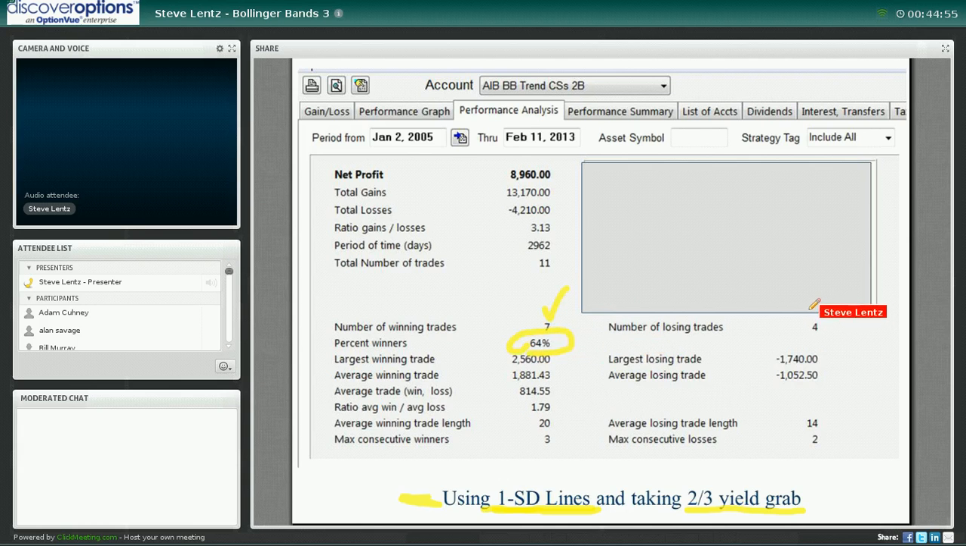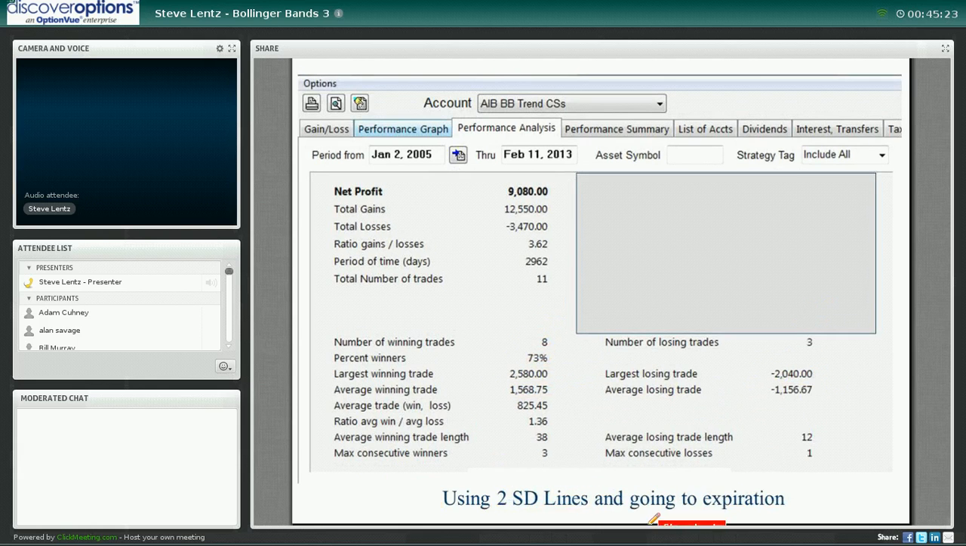64% were winners, 7 winners and 4 losers. The other notable thing here, the average winning trade was 1881. The average loser was 1052. Pretty good. When you have that kind of a ratio and something over 50%, you have a good tradable edge there. And let's take a look at the 2 standard deviation. Let me show you that one.